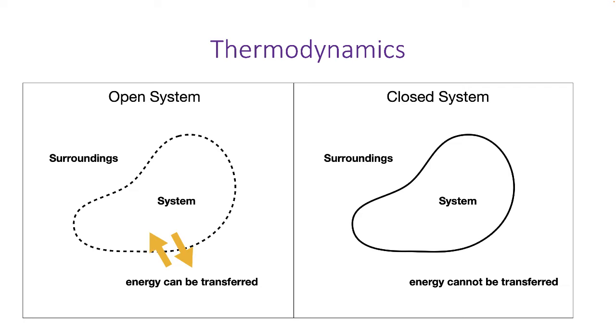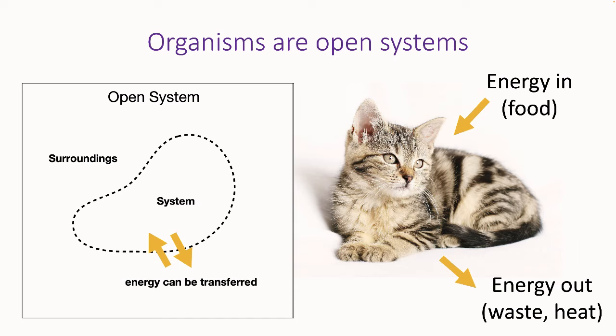Individual organisms are open systems. They can take energy in via light or food or even inorganic chemicals, depending on what type of organism it is. For example, a mammal such as a cat will take energy in the form of food, which allows it to have organic molecules that it can then break down via cellular respiration to produce ATP, and it transfers energy to its surroundings in the form of waste products and also heat energy.